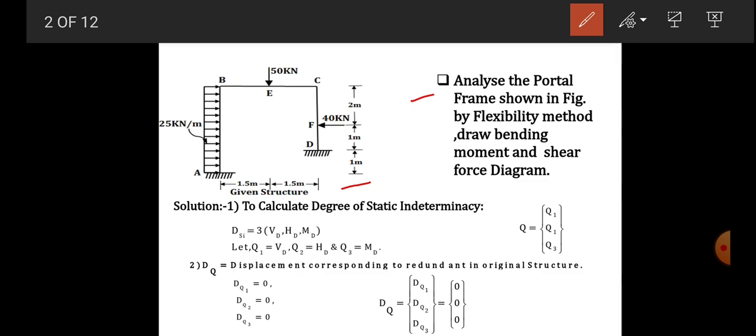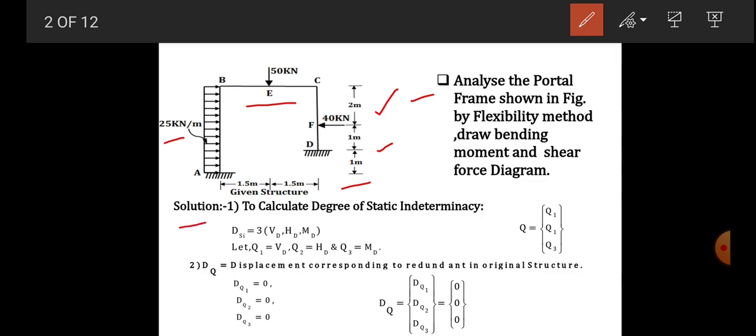Now about the structure. AB is a column loaded with the 25 kN per meter load, and the column length is of 4 meter. BC is a horizontal member or beam loaded with a 50 kN point load at E, and it is at a distance of 1.5 from B and C. Next, column CD loaded with the 40 kN point load at a distance of 2 meter from C and 1 meter from D side. A and D both are the fixed support. Now overall length of BC beam is of 3 meter. So this is about the structure.